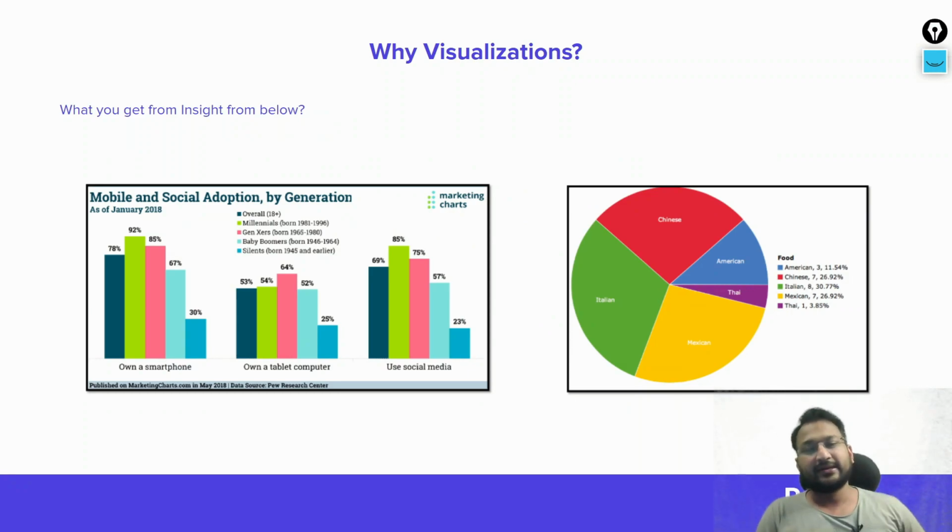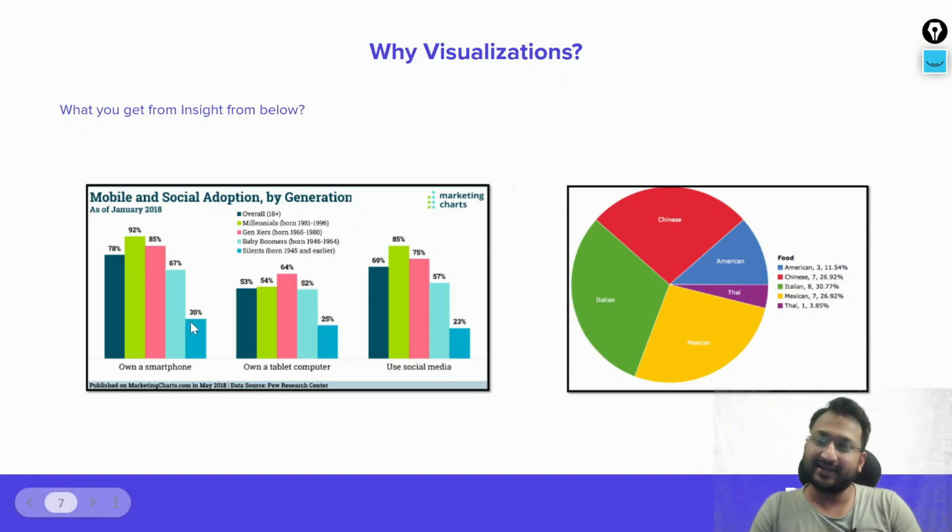So for example, let's take a look at these two charts. These are just plain visualizations that we have. If you take a look at the first chart, in this analysis we are trying to understand how the different generations have adopted the smartphone, tablet, and social media. By looking at the first visual, I can tell that millennials are the people who have adopted the ownership of a smartphone in the highest percentage. And as the age is increasing, the ownership of a smartphone is decreasing, right?